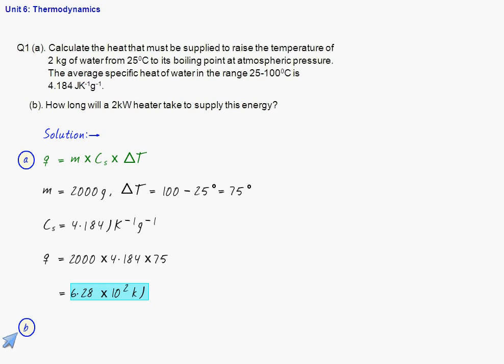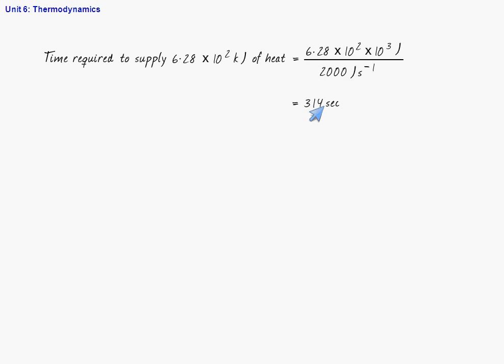Now part B. The heat supplied by a 2 kilowatt heater is equal to 2000 joule per second. So the time required to supply 6.28 into 10 to the power 2 kilojoule of heat will be 6.28 into 10 to the power 2 into 10 to the power 3 joule divided by 2000 joule per second, which is equal to 314 seconds. If you convert this into minutes, it is 5 minutes 13.8 seconds. So this is the answer.